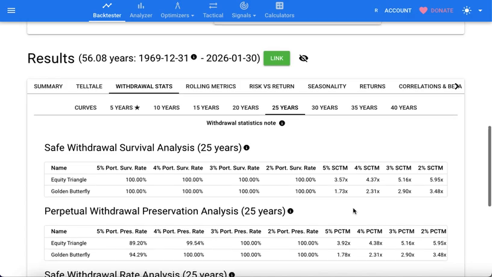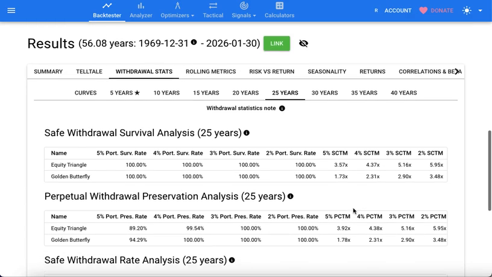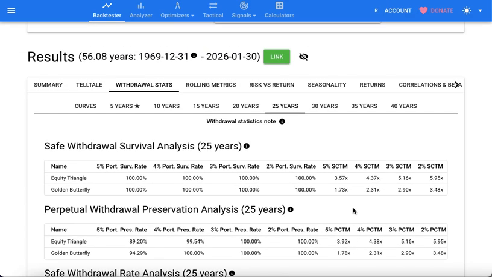Now we're going to make it a bit stricter. I'm going to go to the perpetual withdrawal rate. And for that, now not only do we need to end with at least 0, we need to have at all times more than we started with. So in this case, you don't have quite the same level of success. You're still pretty darn good though.